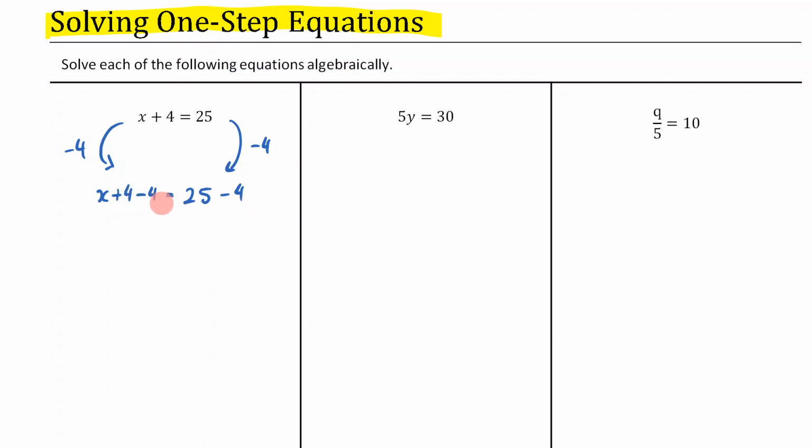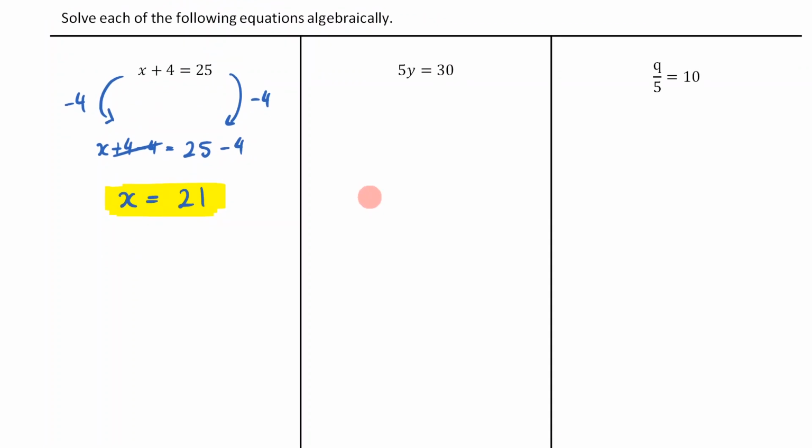X plus 4 minus 4, well, these just go away. And I've just got x. And then 25 minus 4 is 21. So x is equal to 21. That is my answer. Now you might be asking yourself, can I check whether my answer is correct? And you absolutely can. Let me show you how you can check.